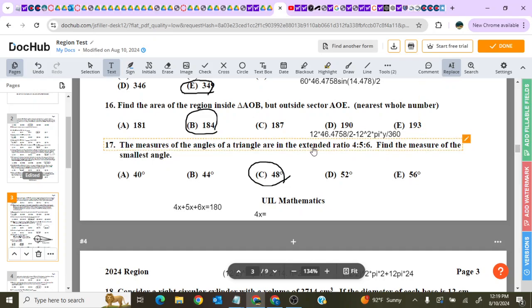Measures of angles in a triangle are in the ratio of 4, 5, 6. Find the measure of the smallest angle. Well, the angles of a triangle have to add up to 180. So 4 times some ratio plus 5 times some ratio plus 6 times some ratio has to be equal to 180 degrees. You get an x value of 12, and to figure out the smallest angle, you simply put x back into this ratio with the smallest number. So 4 times 12 is 48.